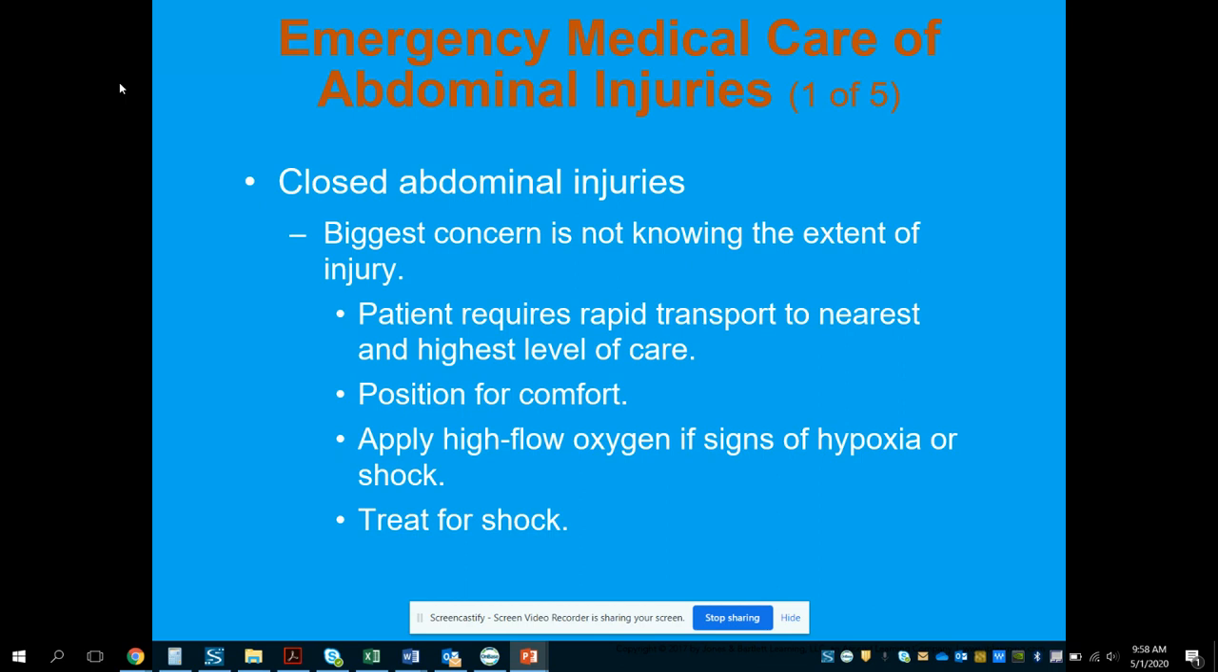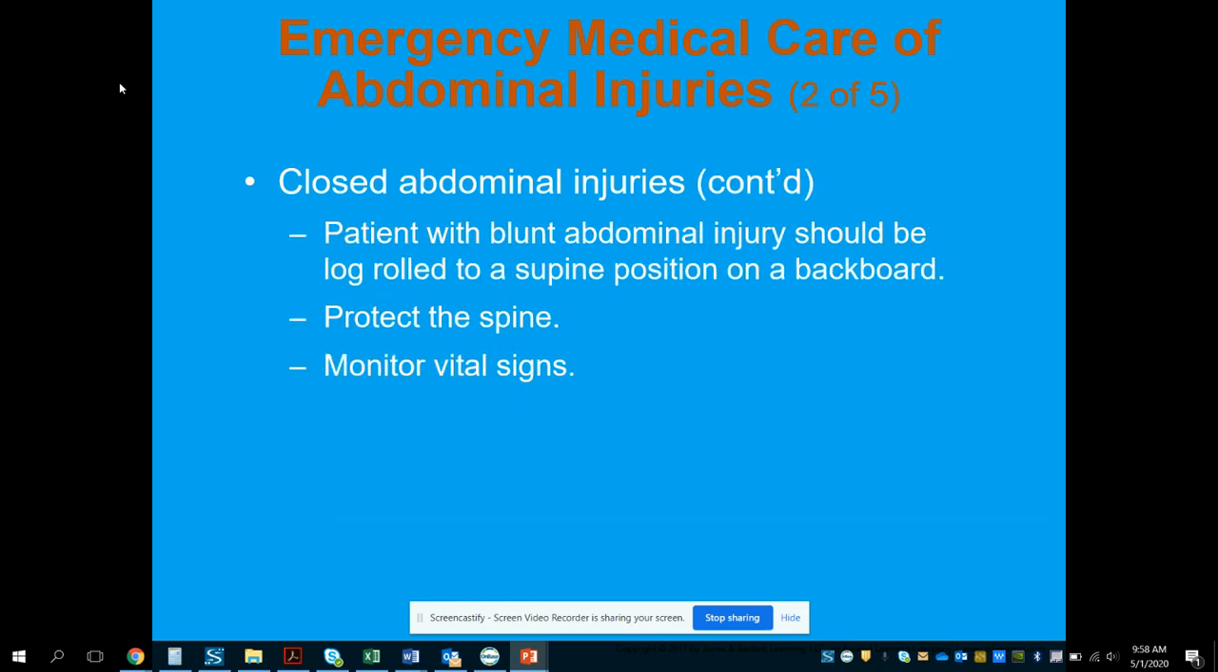So if this is a closed abdominal injury, the biggest concern is not really knowing the extent of what's happening here, and also your blood loss that you really can't account for because you can't see how much blood is being lost, and a significant amount of blood can be lost in a short period of time inside of the abdominal cavity. So unless the patient needs to be lying supine on a backboard due to spinal injury, then we do want to try to keep them in a position of comfort, keeping them still and quiet, oxygen if needed, and temperature management, again, helping to treat for shock.